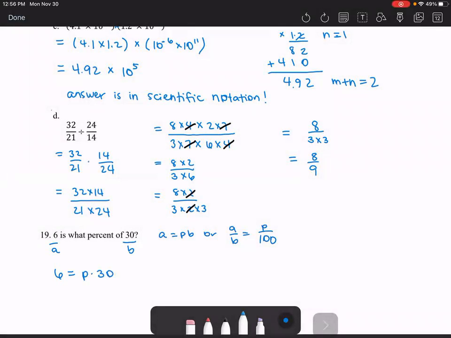So to find that, we can just divide by 30 on both sides. And if we simplify, 30 is just 6 times 5, so that's 1/5. So we know that 1/5 is 20%. So 6 is 20% of 30.